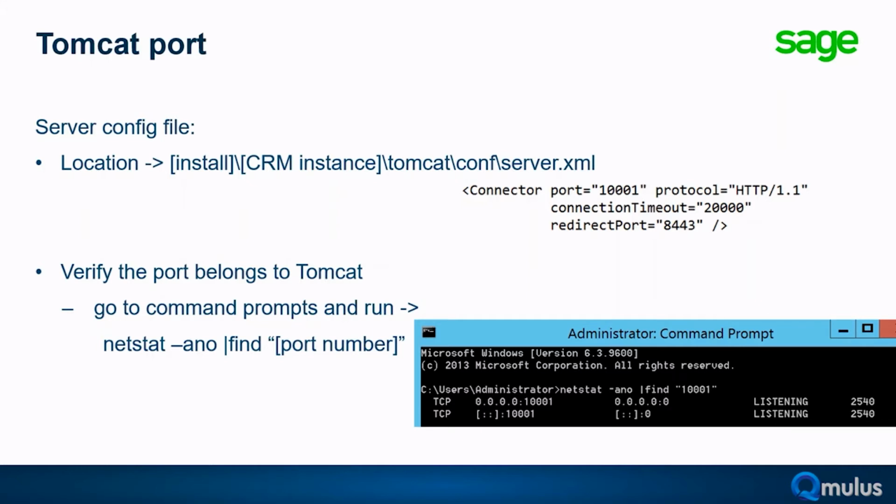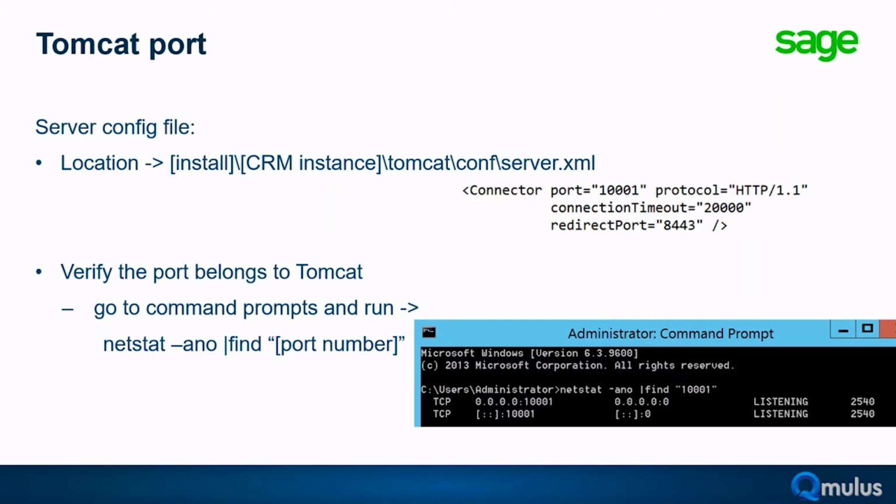So if we open command prompt and we type in netstat -ano, vertical bar, find, and then the port number that we just got from the server XML file, it'll show me that there's currently one process, number 2540, running on this server, and it's got two connections, which is exactly what I'm looking for.